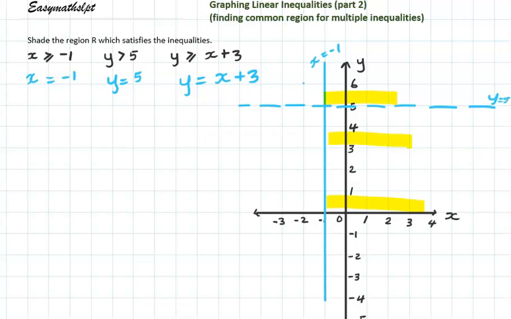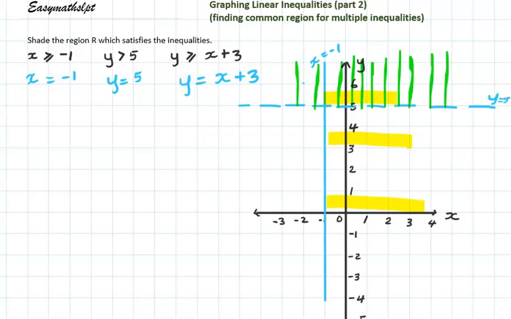Now, since it must be greater than 5, I know y can be 6, y can be 7, y can be 8, etc. And so I need to shade above this line. So this represents my region for y is greater than 5.